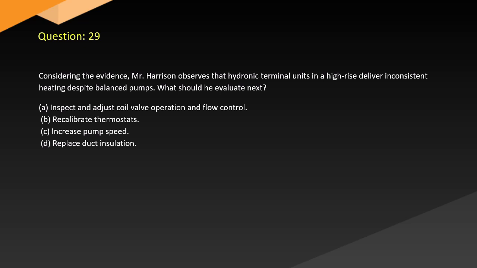Question 29. Considering the evidence, Mr. Harrison observes that hydronic terminal units in a high-rise deliver inconsistent heating despite balanced pumps. What should he evaluate next? A. Inspect and adjust coil valve operation and flow control. B. Recalibrate thermostats. C. Increase pump speed. D. Replace duct insulation.